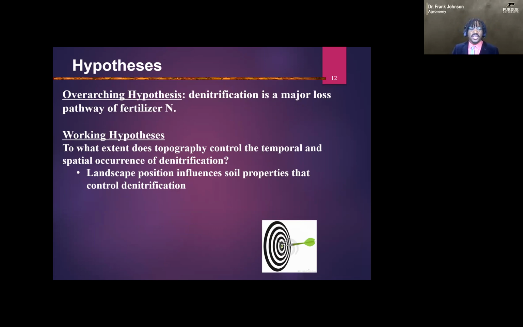So then we thought, and the question that we were looking to answer was, to what extent does topography control the temporal and spatial occurrence of denitrification? And we believed that landscape position influences soil properties that control denitrification. And those soil properties include how the nutrients move by landscape position. That includes the organic carbon deposits, which has implications about the microbial community, and even influences the way water moves through these systems.